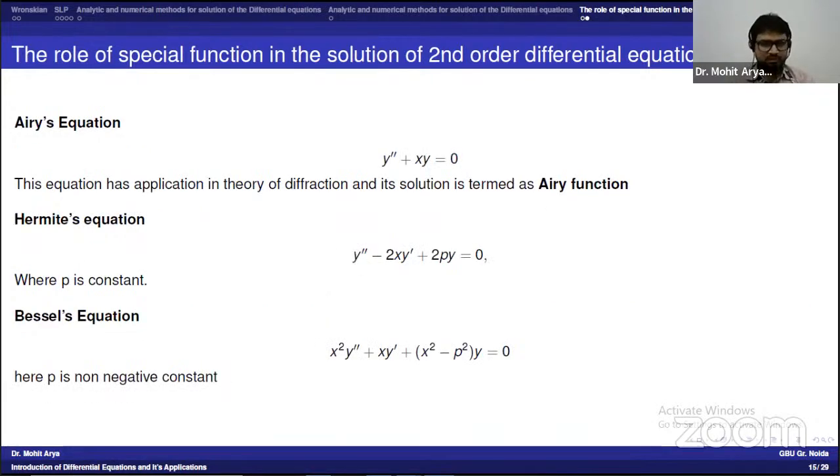Airy's equation. Airy's equation is of the type y double dash plus xy equals 0. This equation has application in the theory of diffraction, and its solution is termed Airy's function. Hermite equation. The Hermite equation is y double dash minus 2xy dash plus 2py equals 0, where p is a constant. The next is Bessel's equation, that is x square y double dash plus xy dash plus (x square minus p square) y equals 0, where p is a non-negative constant.